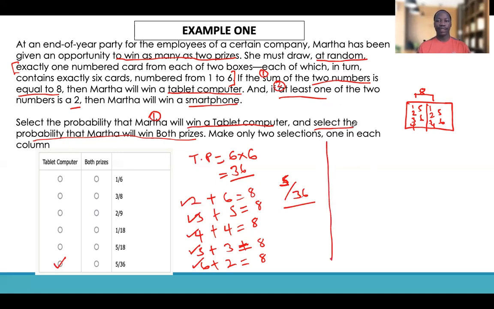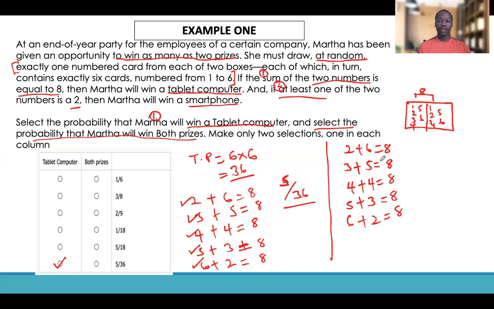Going on to the second scenario, select the probability that Martha will win both prizes. Meaning she will pick cards that add up to 8, and at least one of the cards is numbered 2. Alright, so remember the possibilities that we had here again is 2 plus 6, which adds up to 8. Then she picks a 3 and a 5. That adds up to 8. Then she picks a 4 and a 4 from the other box to add up to 8. Then she picks a 5 again, picks a 3 from the other box, adds up to 8. Then picks a 6, adding a 2 from the other box, adding up to 8.